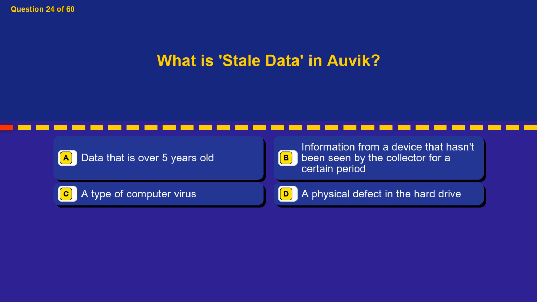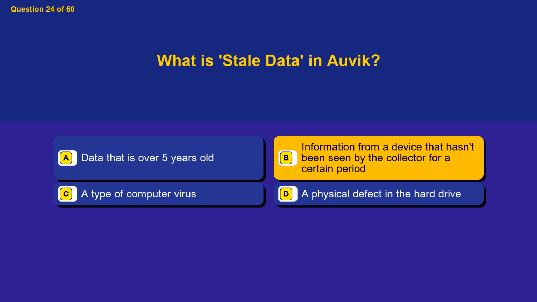Question 24. What is stale data in Auvik? Option A. Data that is over 5 years old. Option B. Information from a device that hasn't been seen by the collector for a certain period. Option C. A type of computer virus. Option D. A physical defect in the hard drive.